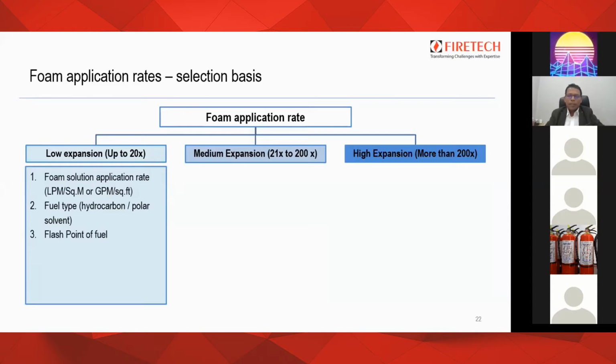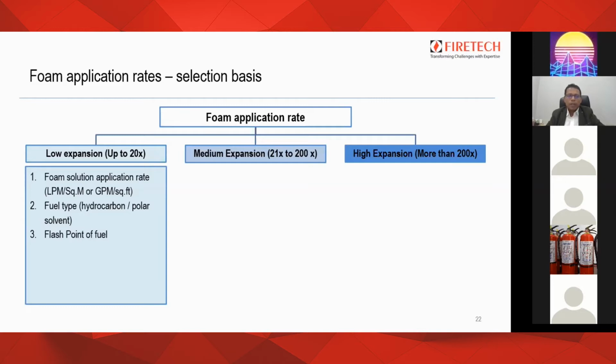So application rate, to make it simple, is the amount of foam to be applied in a specific area within a specific time. I just repeat it. The foam application rate is nothing but the amount of foam to be applied in a specific area within a specific time. Now let's look at low expansion foam system.